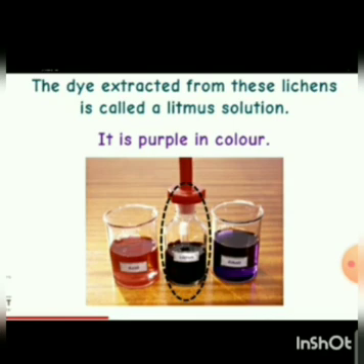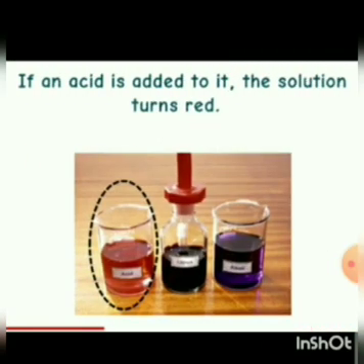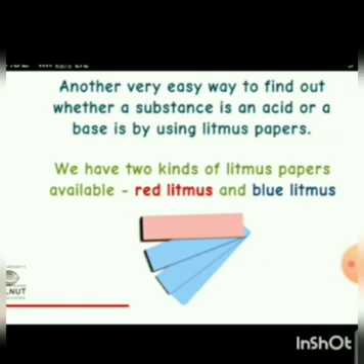The dye extracted from this lichen is called litmus solution. It is purple in color. If an acid is added to it, the solution turns red. Can you see that in the glass? If acid is added to the solution, it turns red.